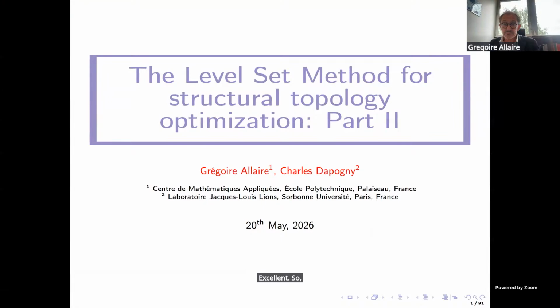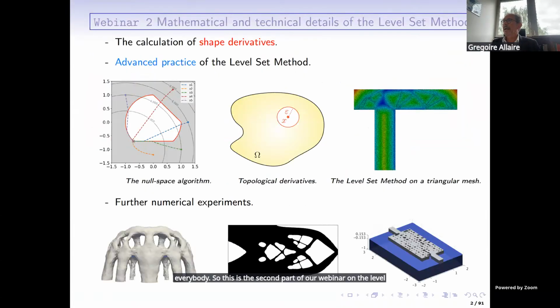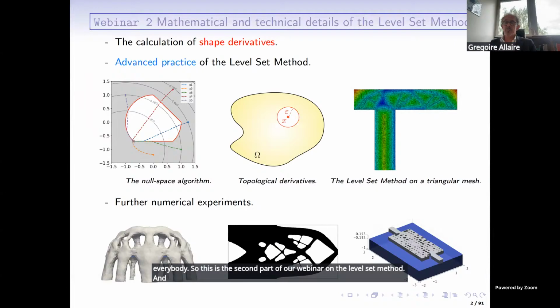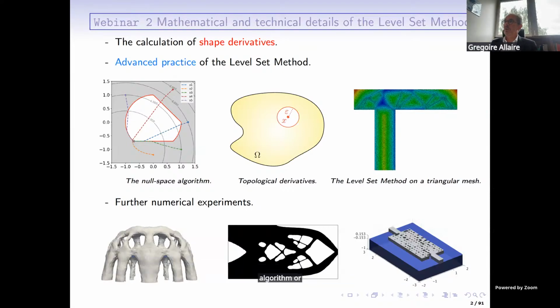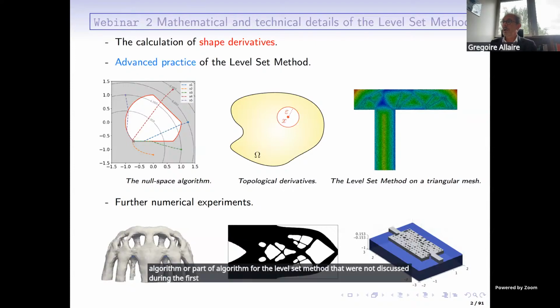Good afternoon, everybody. So this is the second part of our webinar on the level set method. And today we are going to discuss some details about the computation of shape derivatives, and then give also many advanced algorithms or parts of algorithms for the level set method that were not discussed during the first part of the webinar. And then, of course, show further numerical experiments.